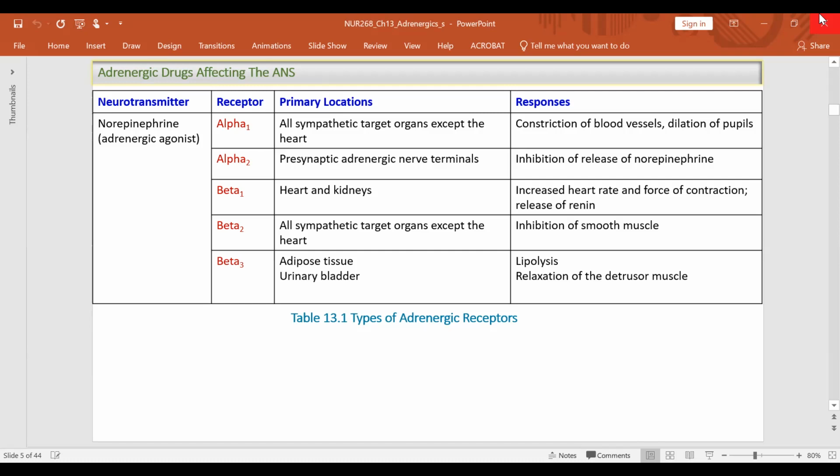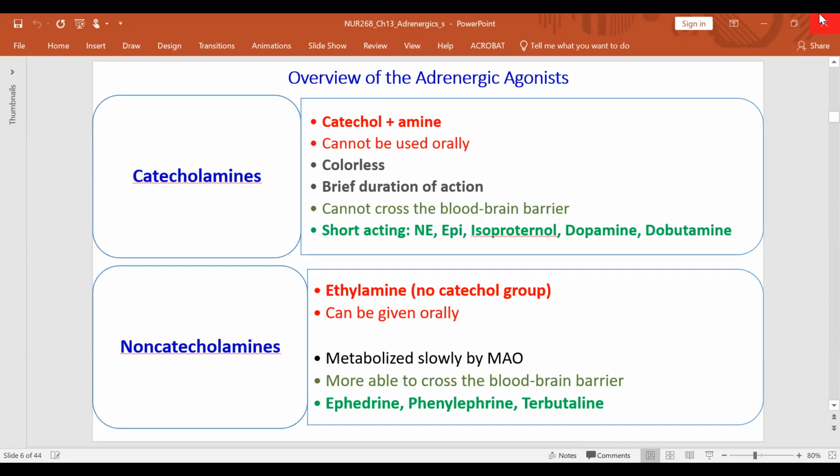When norepi binds to beta 2 receptors at the sympathetic target organs except the heart, then this binding of norepi to the beta 2 will result in inhibition of smooth muscle. When norepi binds to the beta 3 in adipose tissue, urinary bladder, that results in lipolysis and relaxation of the detrusor muscle. In other words, that will increase the urination. That will allow urine to exit the bladder.